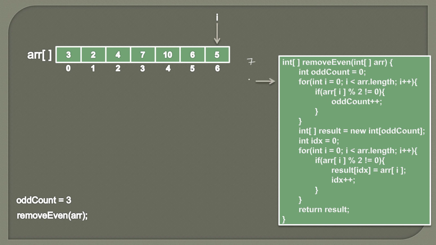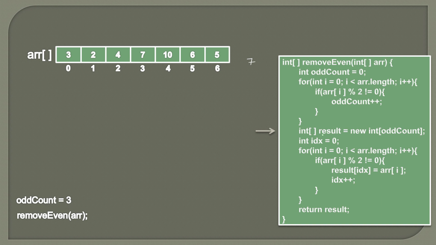Now when we increment I, it will become 7 and 7 is not less than 7. So this condition comes out to be false and the for loop will terminate. So here you can see that when we traversed each and every element in the array, we figured out that 3, 7 and 5 are 3 elements which are odd, and we need to return these 3 elements by removing the even integers from the array. So therefore the array which we want to return will have only 3 elements which will be the odd integers.